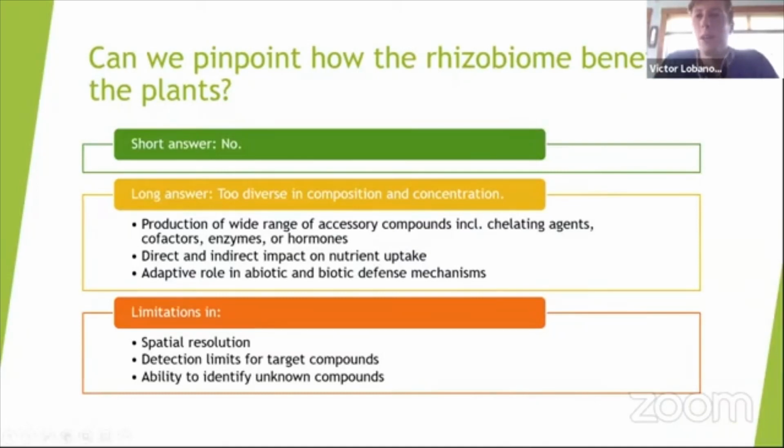So can we pinpoint how the rhizobiome benefits the plant? No, unfortunately. It's just too diverse. There are too many compounds being exchanged. Their half-life is really short. The concentrations for many of them are below what we're even able to detect. So we don't even know if we're able to detect everything.